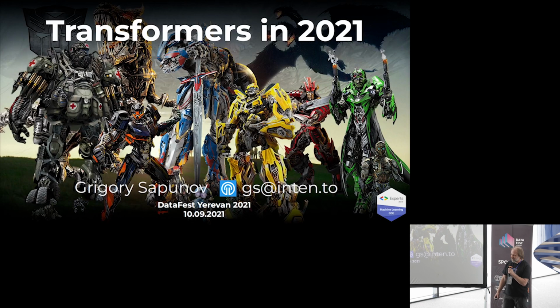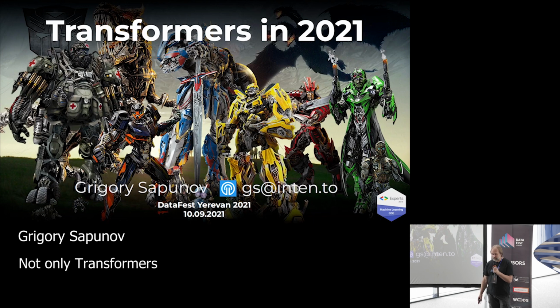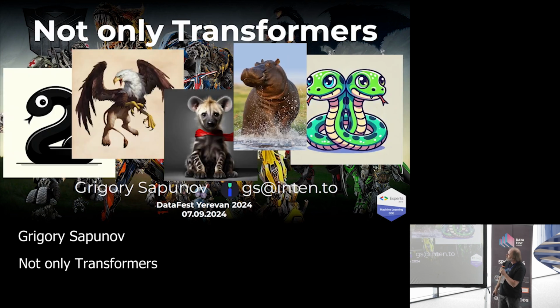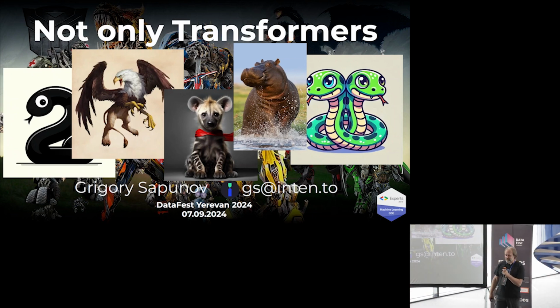3 years ago, I gave a talk here about transformers. It was already a huge zoo of different transformers back then, tens, maybe even hundreds of different models. And I used this picture. Right now, transformers are being replaced by different creatures like snakes, hippos, and others. You'll learn why later. And this talk is about what other architectures are available.